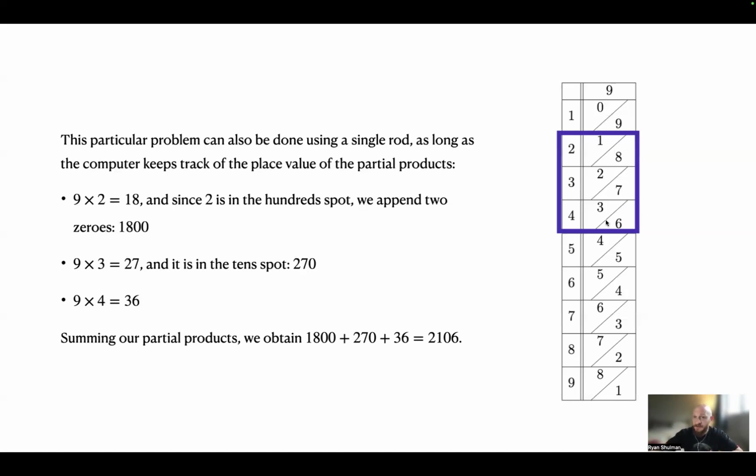And then finally, 9 times 4 is 36. From these partial products, 1800, 270, and 36, if I add them up, I get the exact same thing, 2,106. So kind of cool that that can be done in 2 different ways, and this one in particular can be done with even just a single rod.